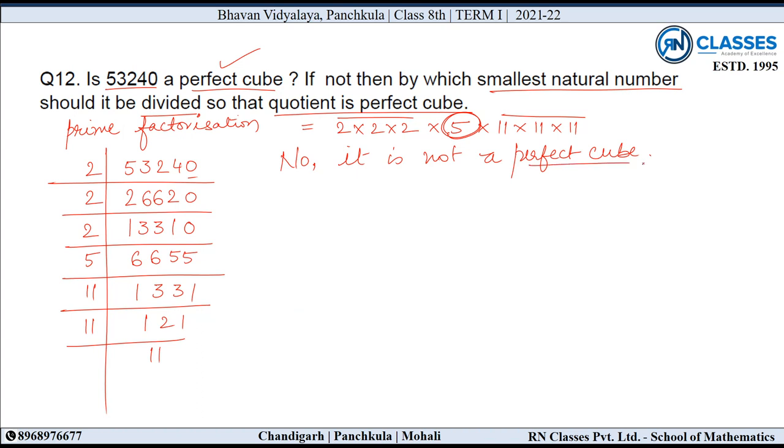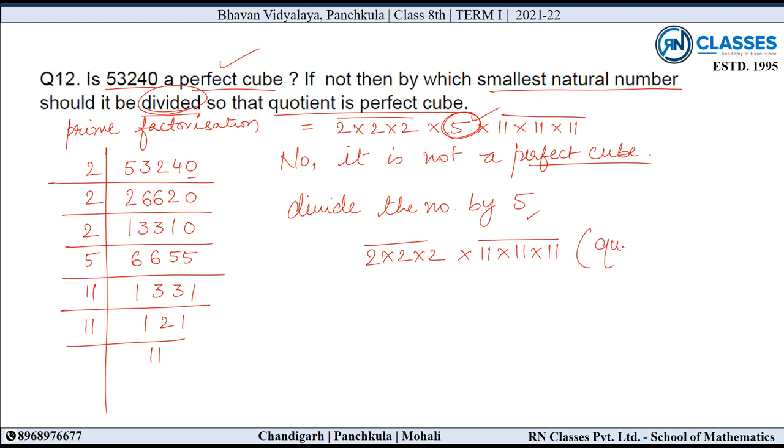Right? It is not a perfect cube. What do we have to do? We have to find the number by which it should be divided. We have to eliminate 5. Divide the number by 5. If you divide the number by 5, 5 would get eradicated and your number would become 2 into 2 into 2 into 11 into 11 into 11. Triplets are complete, which means the quotient becomes a perfect cube. That's it.